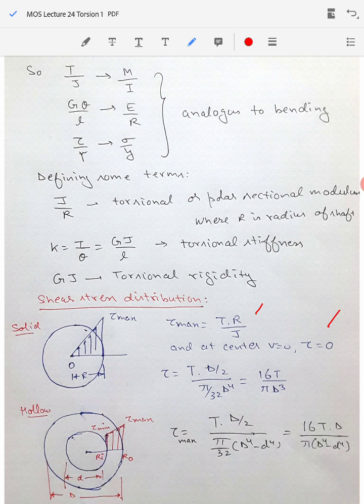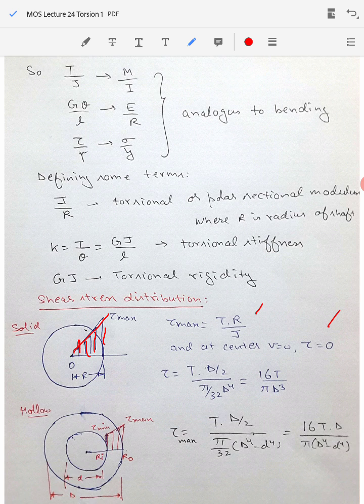In between, from the center to the surface of the shaft, the stress varies in a linear manner because tau is proportional to R. So that's why you get this straight line here from 0 to tau max. So this is the distribution of the shear stress shown along the cross section of the shaft. You get the maximum shear stress at the surface of the shaft, zero shear stress at the center of the shaft, and varying from 0 to maximum in a linear fashion.